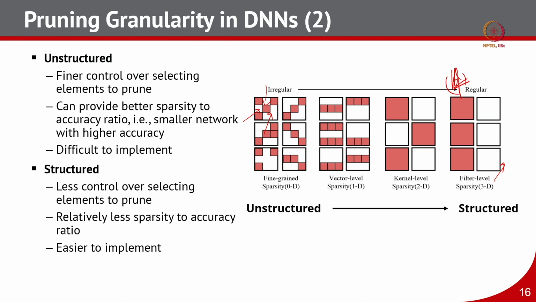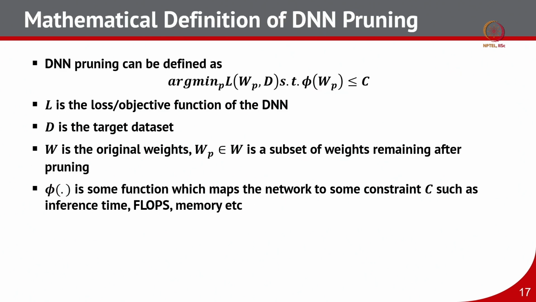But again, in structured pruning, we have less control over selecting elements to prune, because we cannot cherry pick the element. In the 4th case, we have to prune one particular filter, otherwise we do not prune, right. That is why it has a relatively lower sparsity to accuracy ratio. It may be the case that beyond 20% pruning we may lose accuracy. We will see some more examples, but it is easier to implement, because, as I was just saying, we can just change the loop boundaries to implement structured pruning.